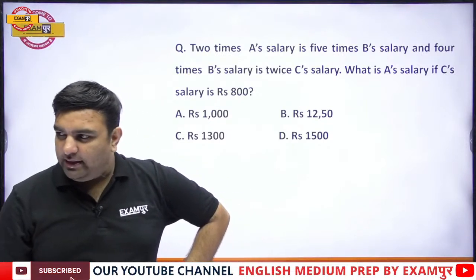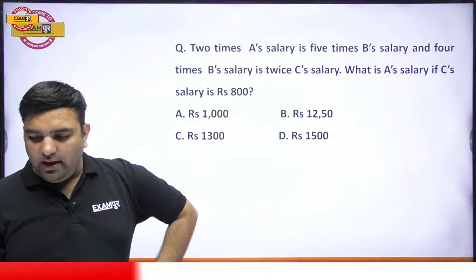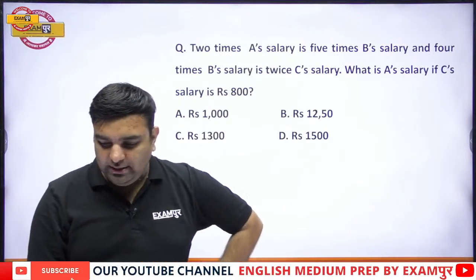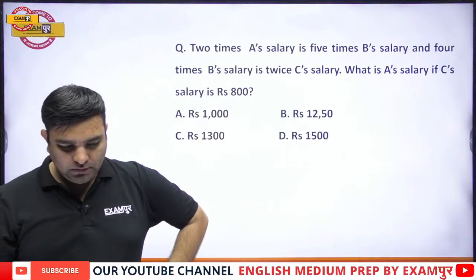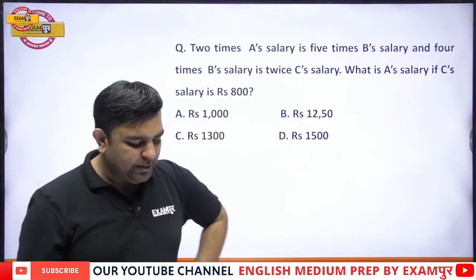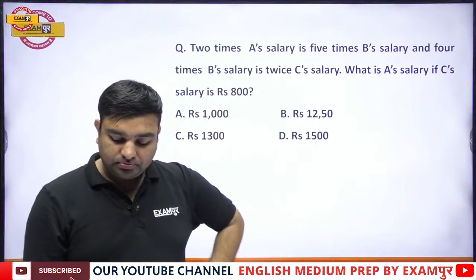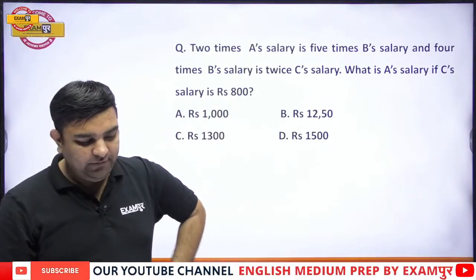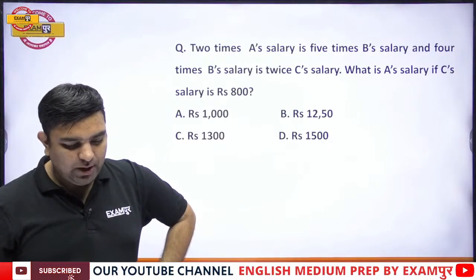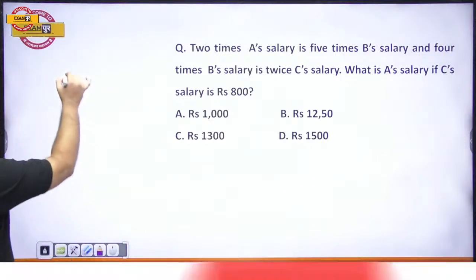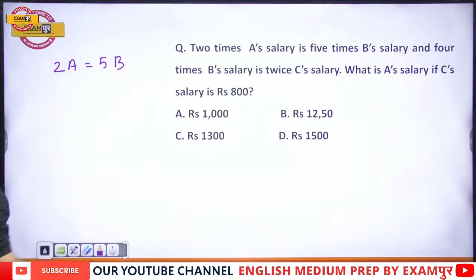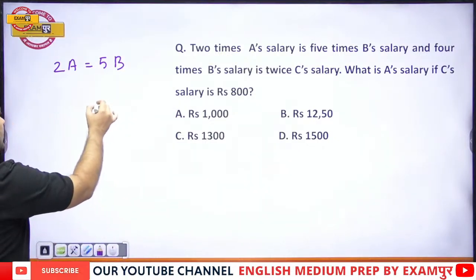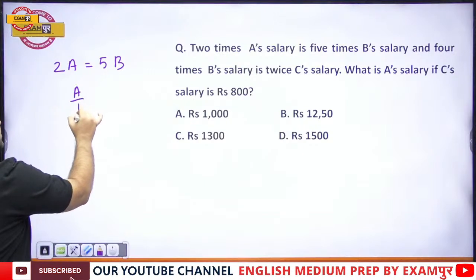Two times the A salary is 5 times the B salary, and 4 times the B salary is twice the C salary. Swarna was giving the answer of the previous question. Okay, so 2 times the salary of A is equal to 5 times the salary of B, and 4 times the salary of B. Take the ratio.